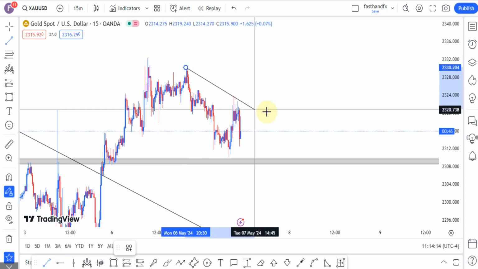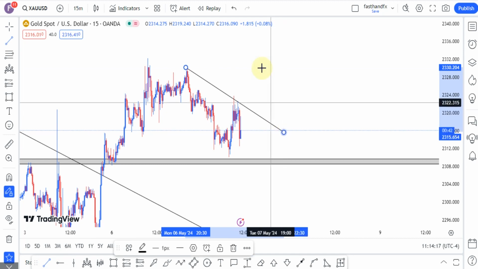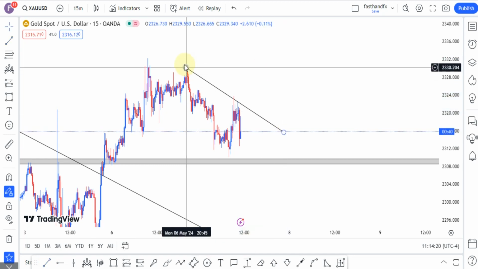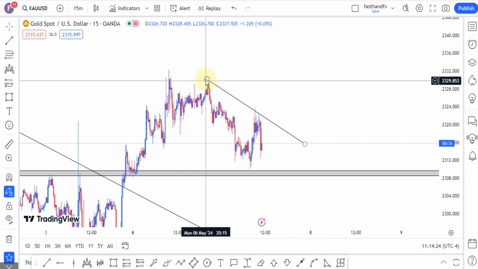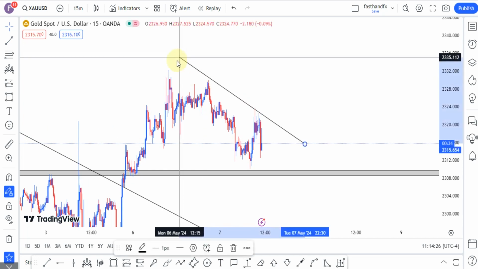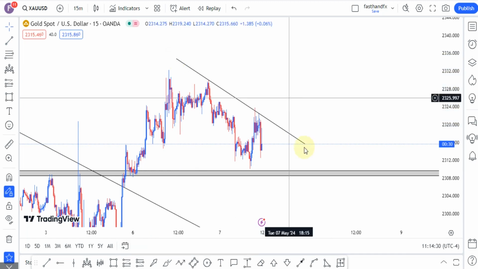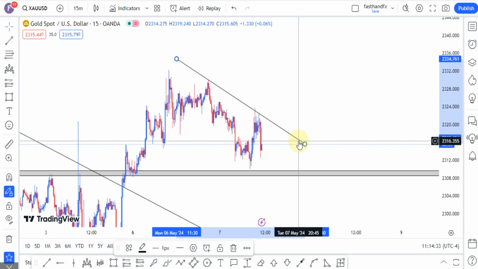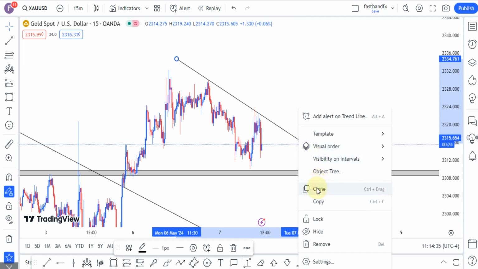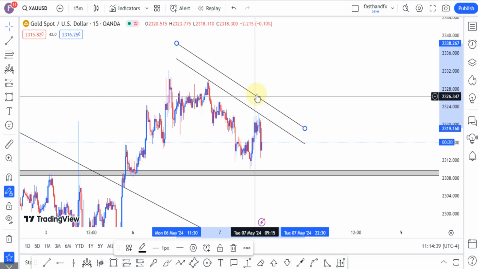So let's draw this one. Let's draw this trend line just like that. Make sure your trend lines are very clean and you have these clean touches, guys, and don't force any trend line. Just make sure you have as many touches as possible. Just like that.